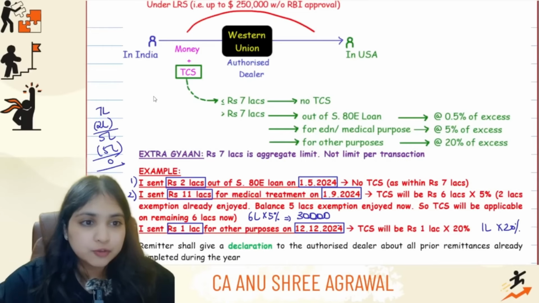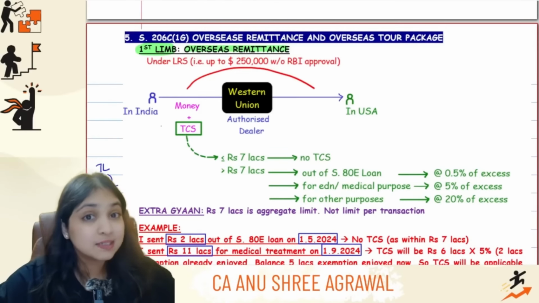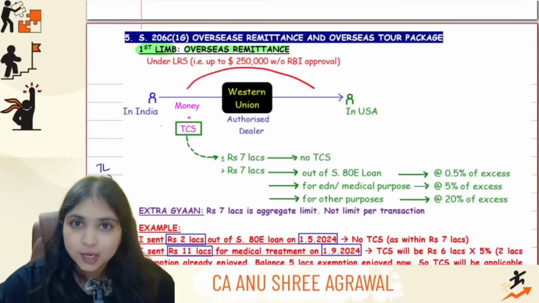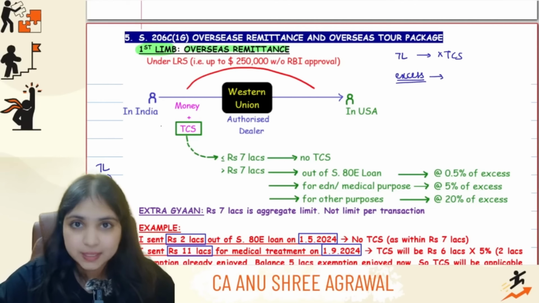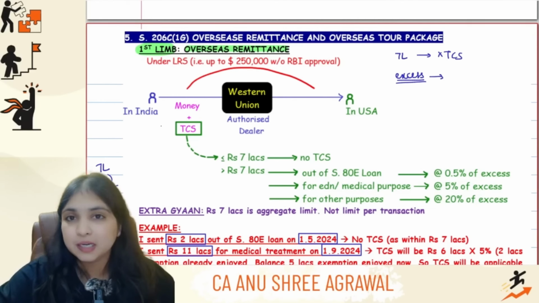Understanding? Listen to my final revision. If I'm making an overseas remittance, on the first 7 lakh there will be no TCS. Then whatever is the excess overseas remittance above 7 lakhs, on that excess there will be TCS. The rate of TCS will depend upon the purpose.